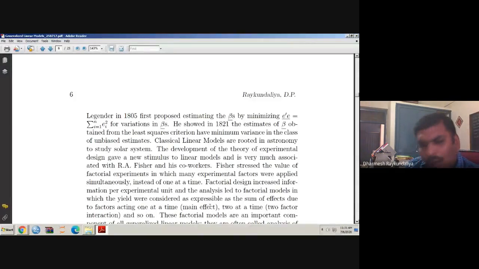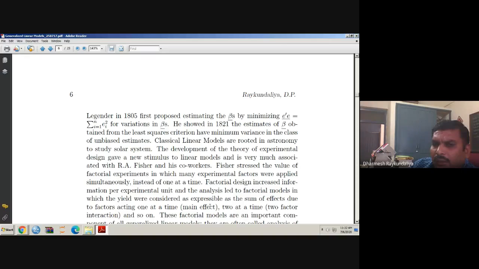So as I was talking about how this originated, Gauss and Legendre gave the concept of the classical theory of least squares. So we will start from that. Legendre in 1805 first proposed estimating beta by minimizing the quantity e transpose e. We call this the residual sum of squares. So how is it minimized? We take the derivative with respect to the parameters and equate it to 0, and then the second derivative is greater than 0. We say that beta cap is actually minimizing the quantity.